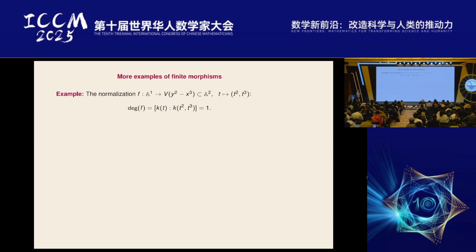In fact, this map is finite, and the degree happens to be exactly 1, which is not surprising because it turns out to be a birational map. This map is simply resolving the singularity of this algebraic curve. And therefore, not surprisingly, the degree is exactly 1. For general points, the inverse image is precisely just 1 point.